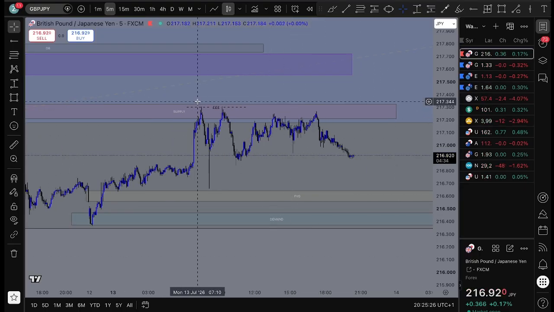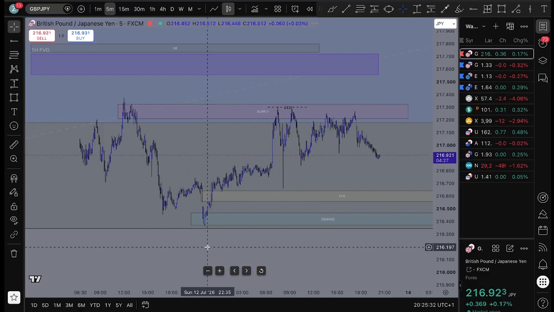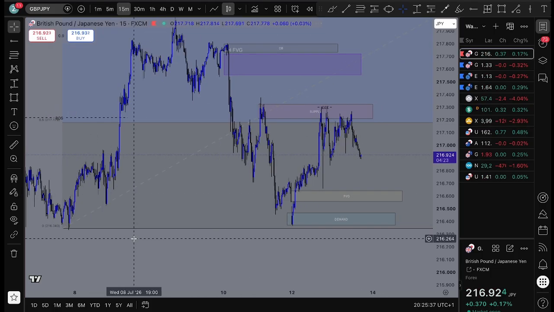So we've got a lot of liquidity sat above this zone here. So we can look for a liquidity sweep, or it could possibly break through. But we don't drop down to the 5-minute until we're entering.